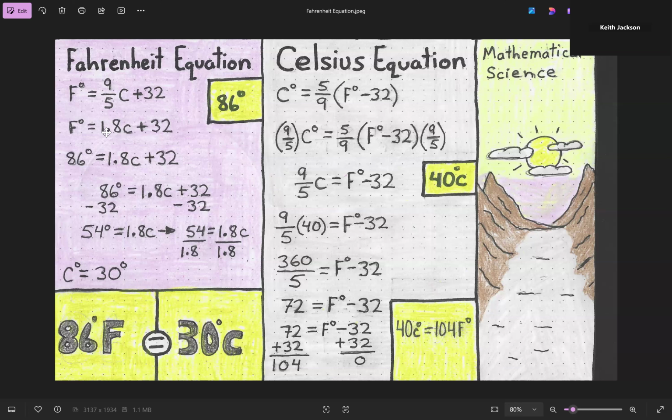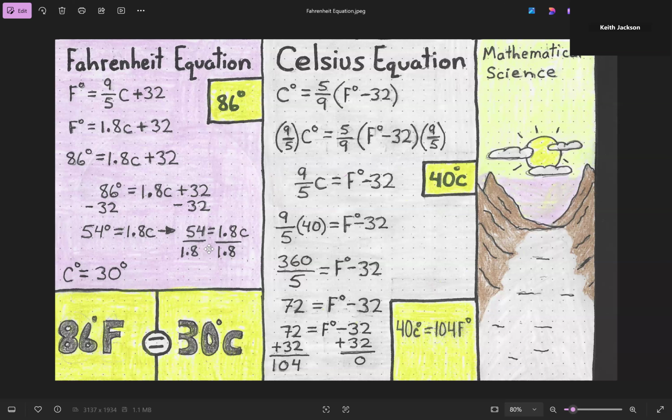Okay, and when we do that, we're just going to take that 32 and subtract it from both sides. So now when we subtract 32 from both sides, this cancels out and becomes 0. And over here, 86 minus 32 will become 54 degrees. But we're not finished yet because we have 54 degrees Fahrenheit still equal to 1.8 degrees Celsius. And all we have to do is figure out what the degrees Celsius is.